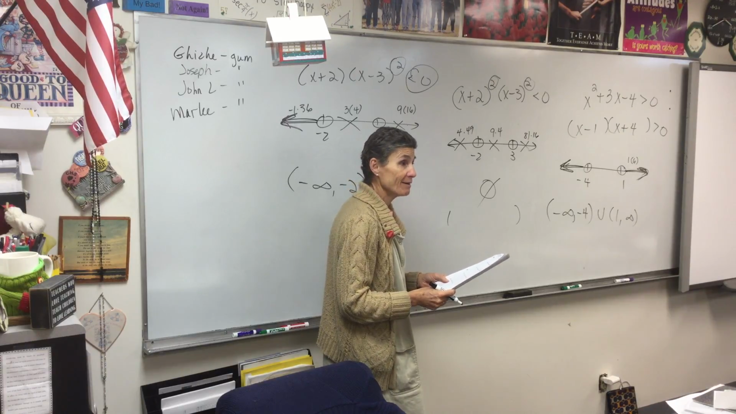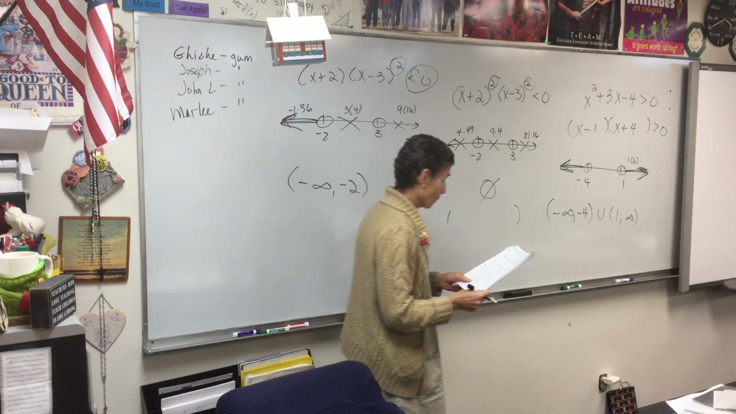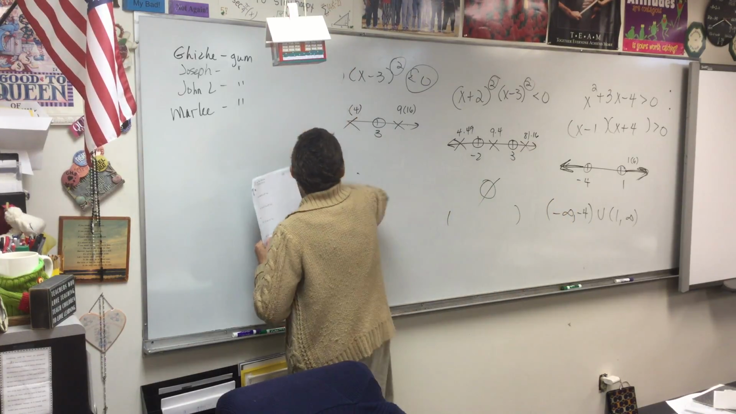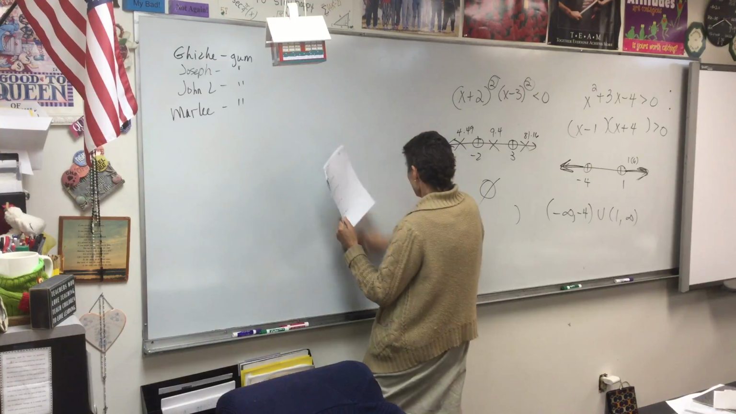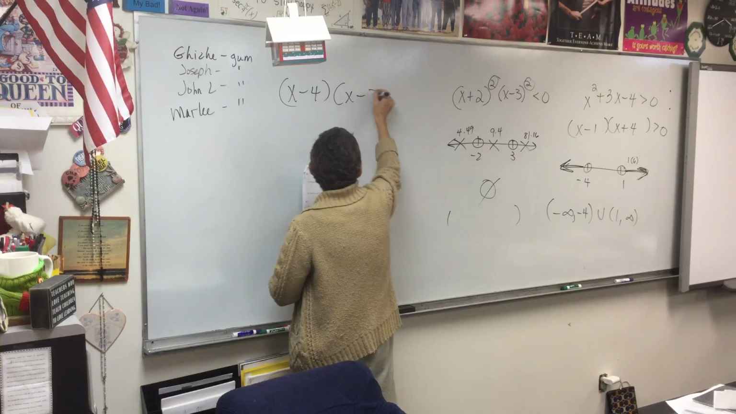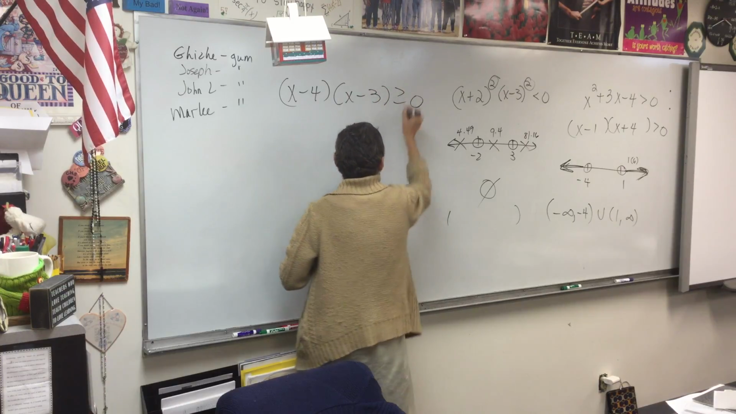Are you ready for number 5? What are you going to do with number 5? You're going to factor it. How does number 5 factor? X minus 4, X minus 3. And this one's greater than or equal to 0.